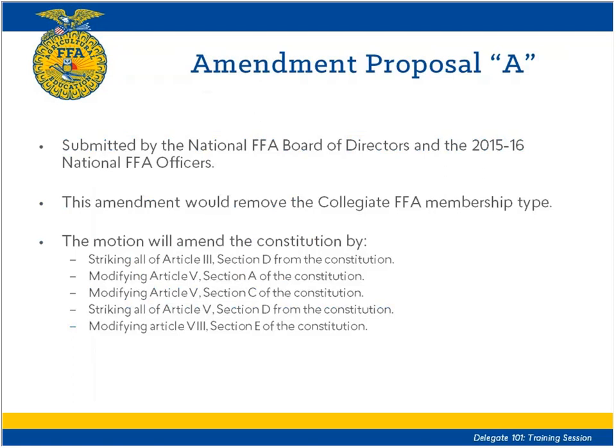The amendment would remove the collegiate FFA membership type, and the motion will amend the Constitution by striking all of Article 3, Section D from the Constitution, modifying Article 5, Section A of the Constitution, modifying Article 5, Section C of the Constitution, striking all of Article 5, Section D from the Constitution, and modifying Article 8, Section E of the Constitution. The amendment removes the constitutional form of membership.